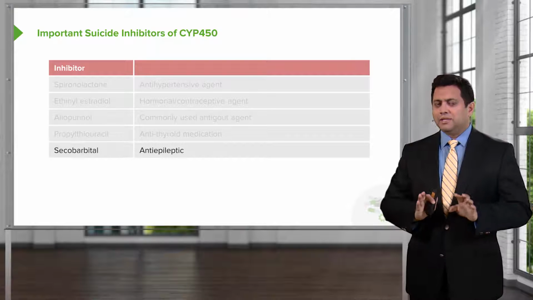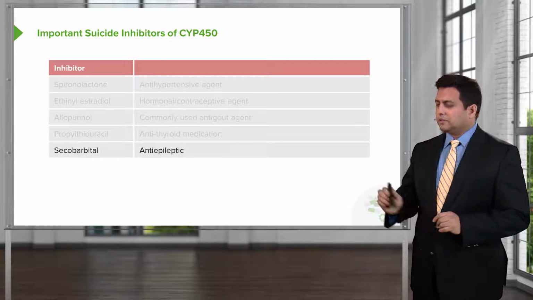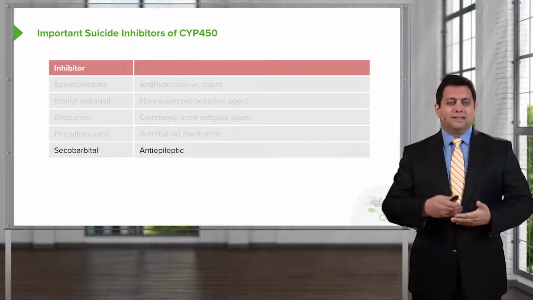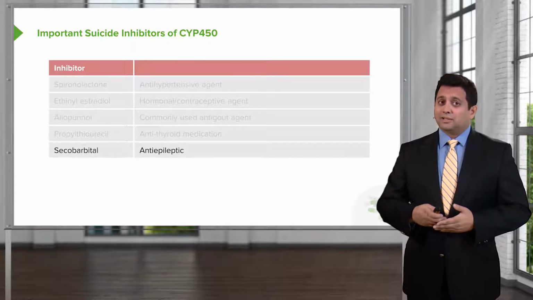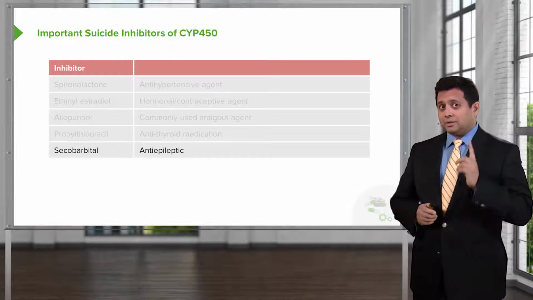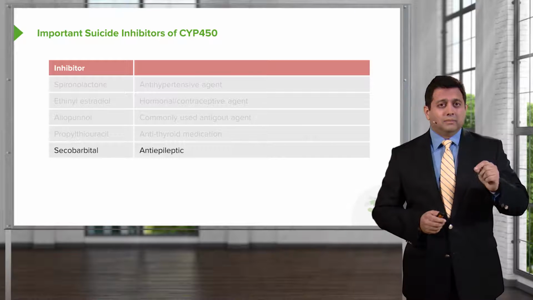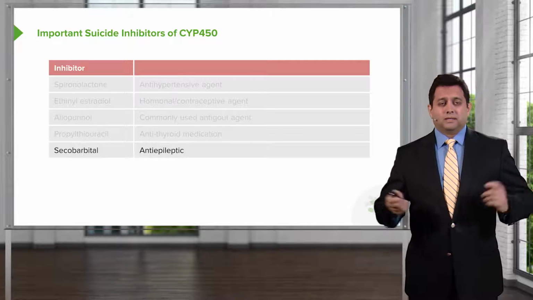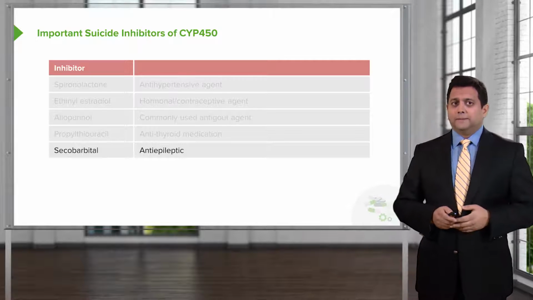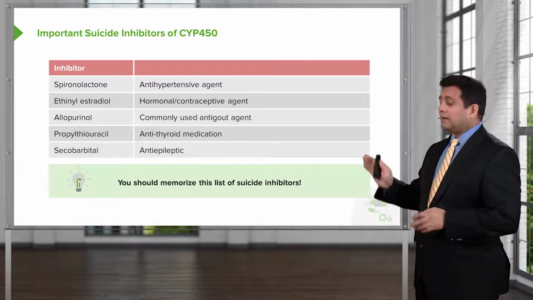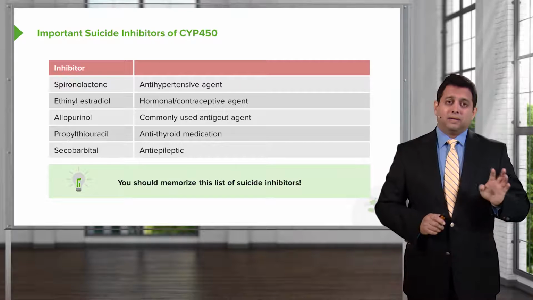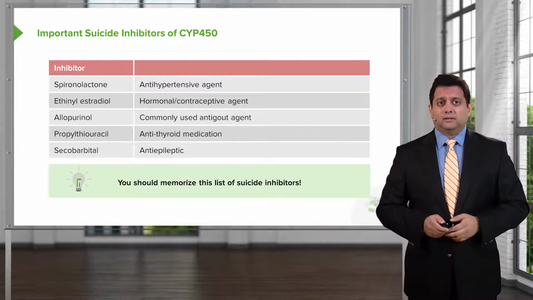Now, I just want to mention something special about secobarbital. This anti-epileptic drug is always the one that trips up medical students, and it certainly got me when I wrote my exam, so I got this wrong. And we're going to spend a little bit of extra time on secobarbital and the other anti-epileptics with respect to the cytochrome system, and I'll show you why later. Once again, I want you to memorize this list of drugs. You need to know them for your exam, and honestly, you need to know them for clinical practice as well.